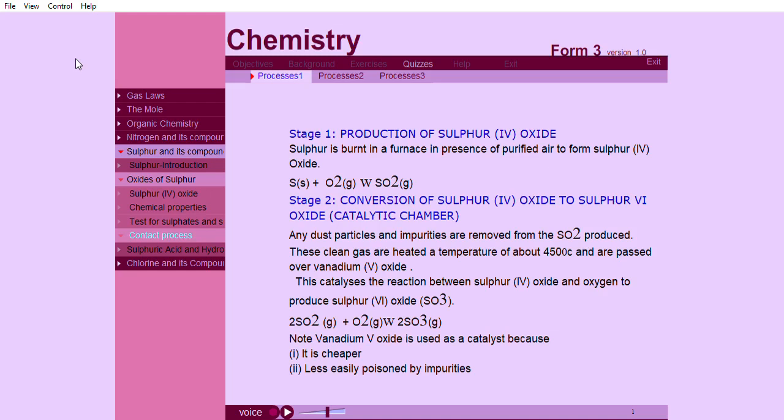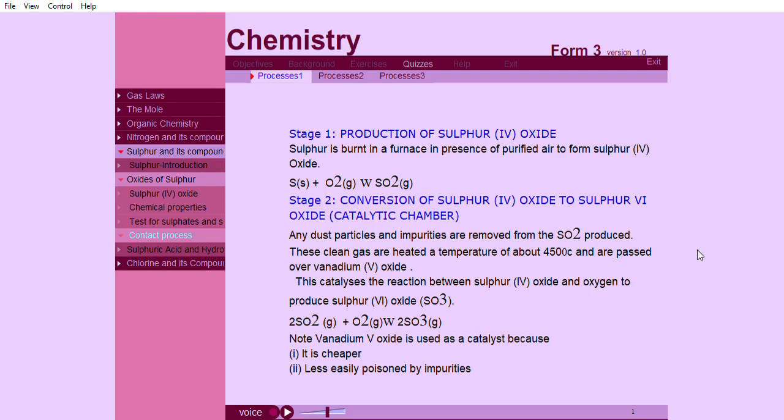Stage 2: Conversion of sulfur(IV) oxide to sulfur(VI) oxide, that is, the catalytic chamber. Any dust particles and impurities are removed from the sulfur(IV) oxide produced, as well as any unreacted oxygen. These clean gases are heated at a temperature of about 450 degrees Celsius and are passed over vanadium(V) oxide. This catalyzes the reaction between sulfur(IV) oxide and oxygen to produce sulfur(VI) oxide.